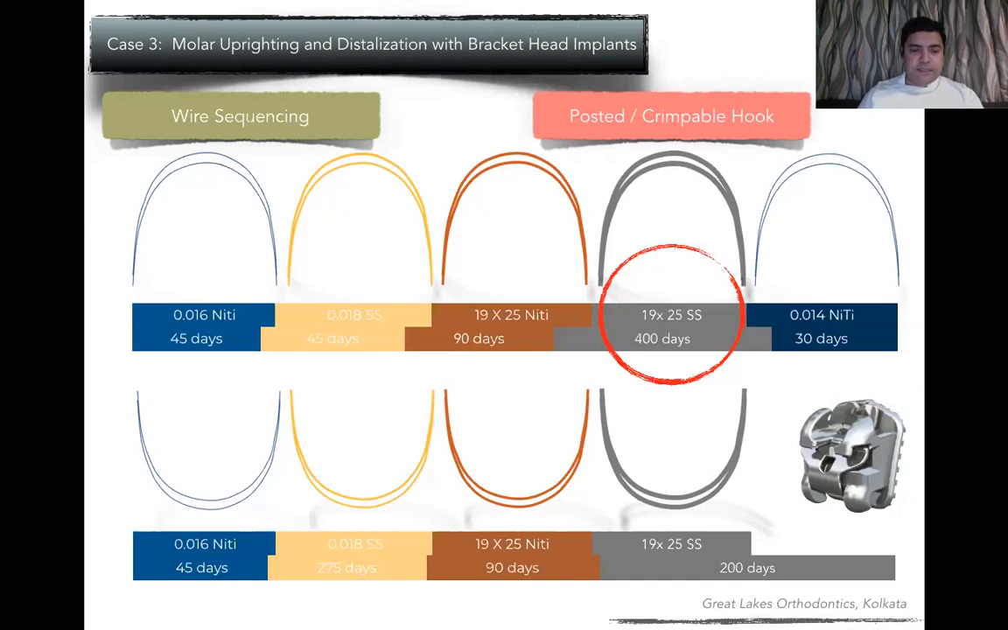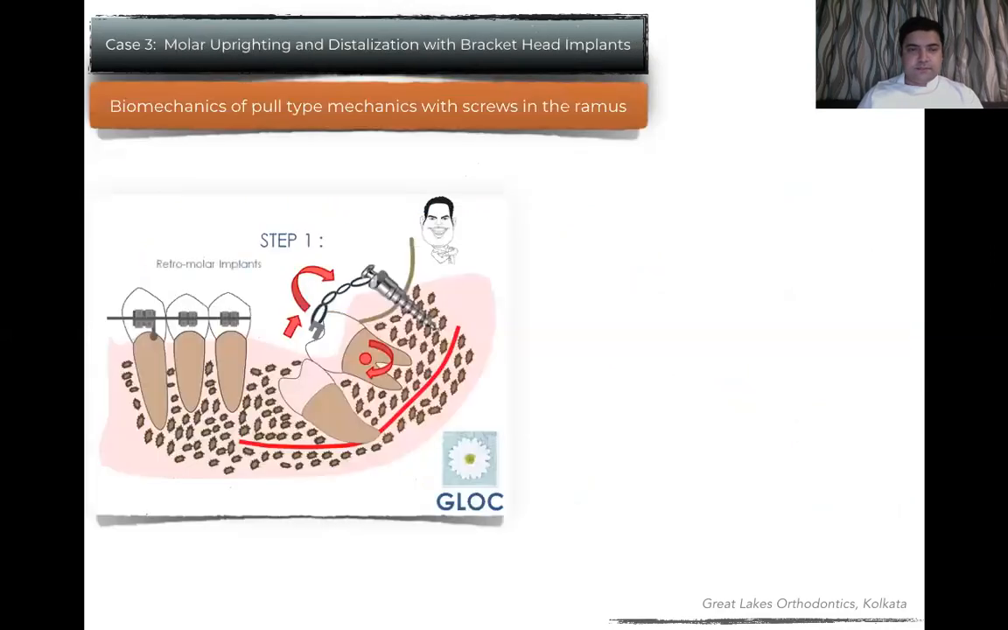The lower is basically alignment of the teeth. So 016 NiTi and segmental mechanics for uprighting of the molar teeth, then 018 SS, 19x25 NiTi, and 19x25 SS sequentially. So we'll go ahead and talk about this in detail.